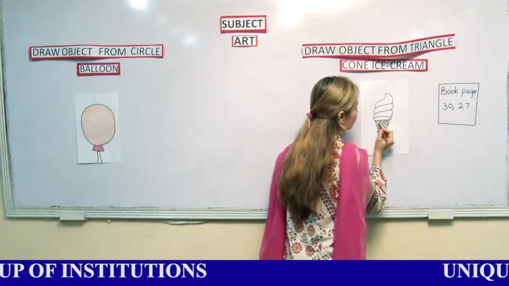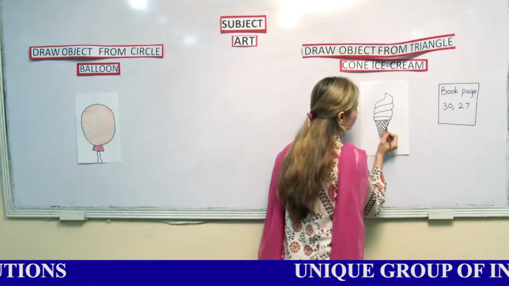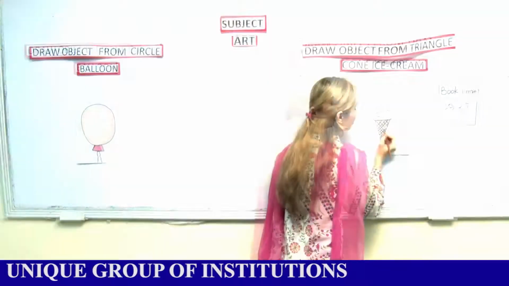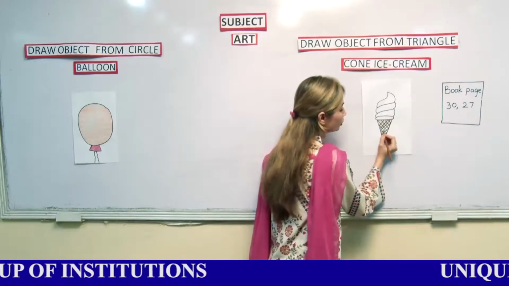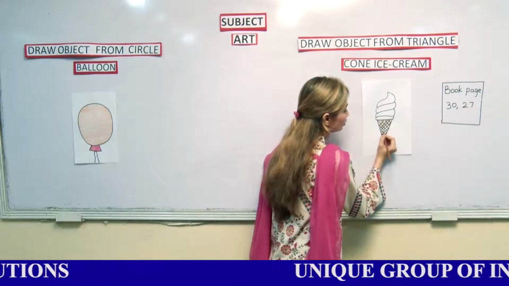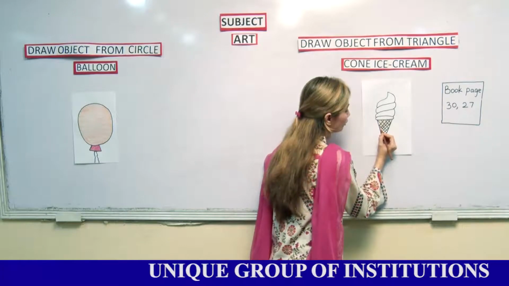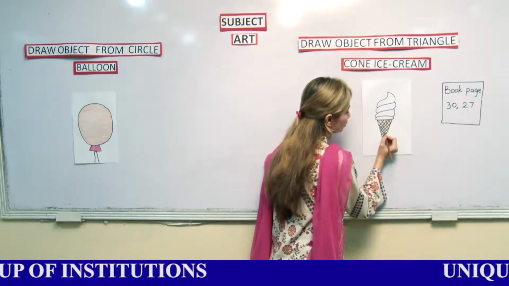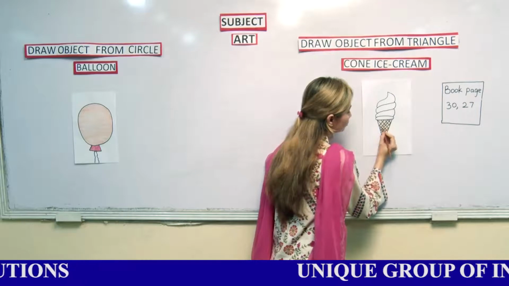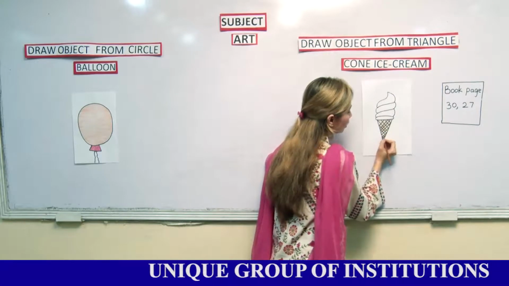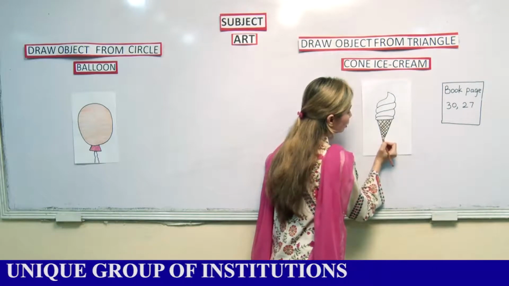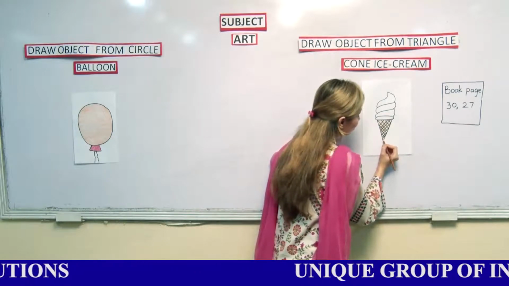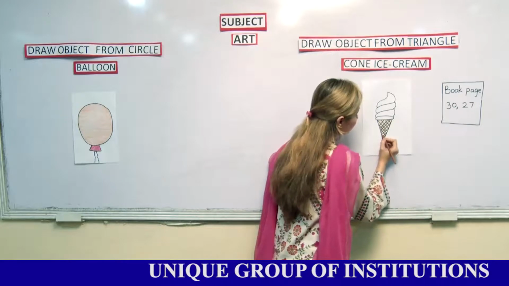Left to right, side to side. Your color strokes should be in the same direction. Color it very neatly. Don't leave white spaces between the cone part. Left to right, side to side. In this way I complete my cone part.